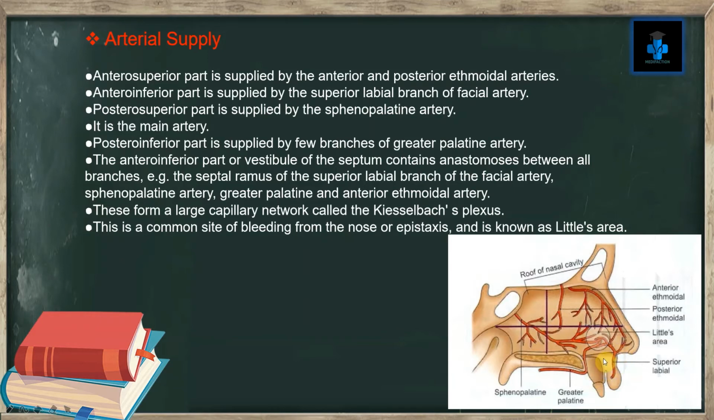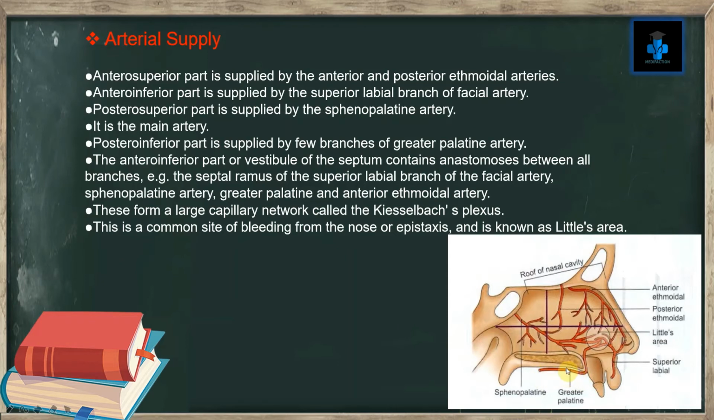The posterior superior part is supplied by sphenopalatine artery. This is the posterior superior part, and here we can see the sphenopalatine artery, which is the main artery. Now, the posterior inferior part is supplied by few branches of greater palatine artery. These are the greater palatine artery which supplies the posterior inferior part.